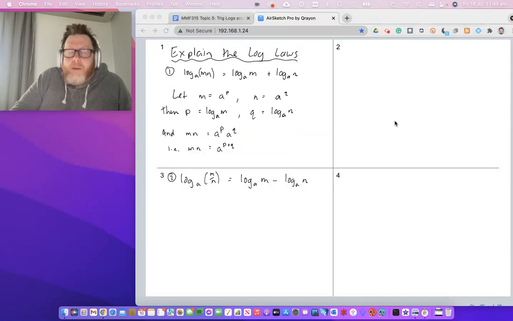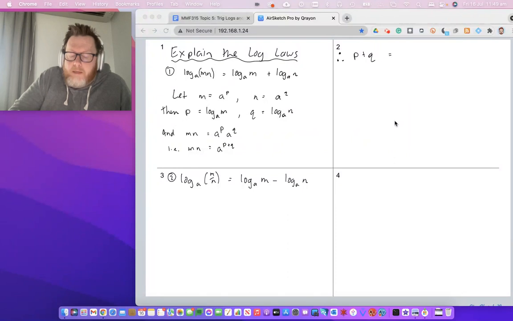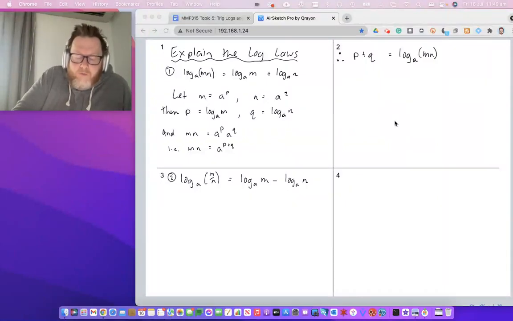Okay, now let's use our basic log definition to work out what that expression could be translated as. So we put the power on the left, p plus q. So therefore, p plus q must equal log base a of mn. Okay, can you see how we're now getting closer to the law that we had in the first place? But what is p and q? Well, we defined that over here, that p must be log base a m and q must be log base a n by the way we defined it.